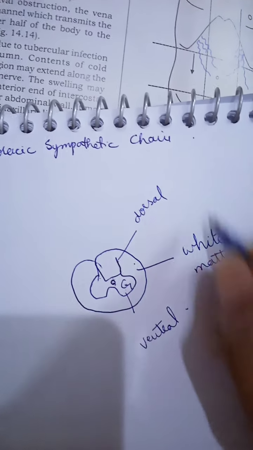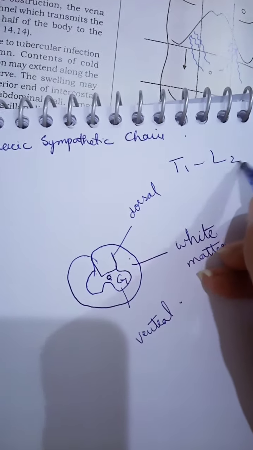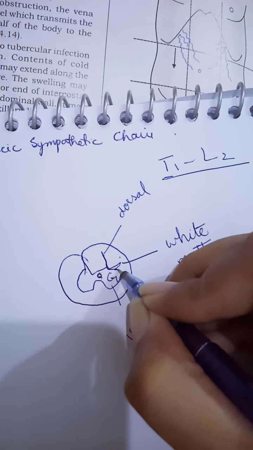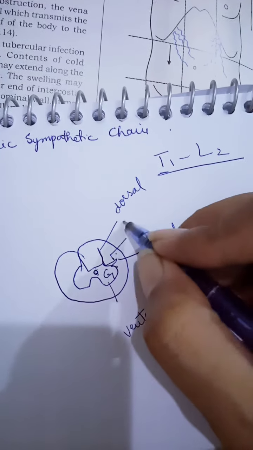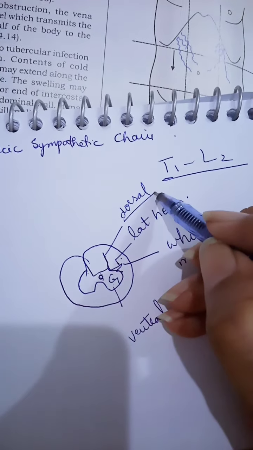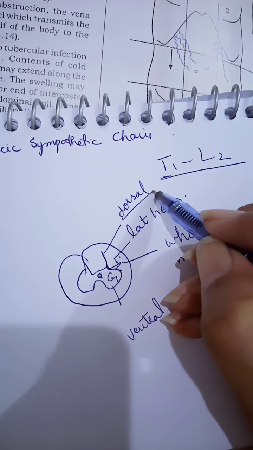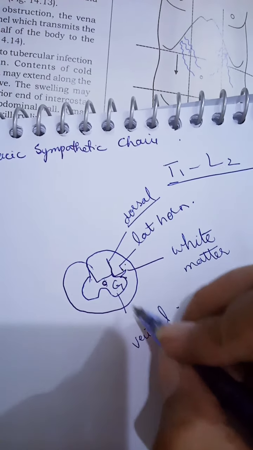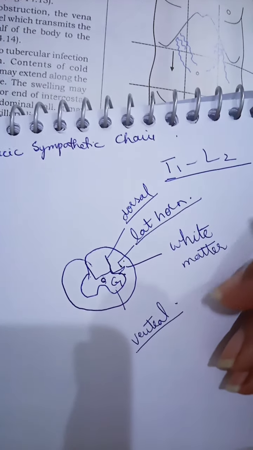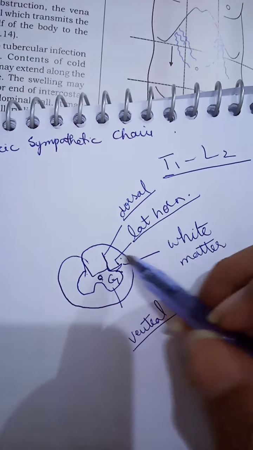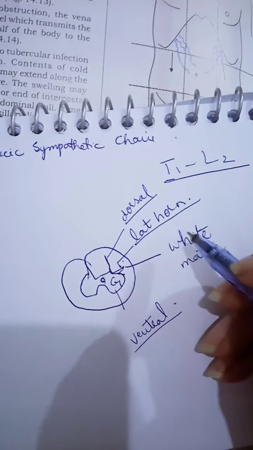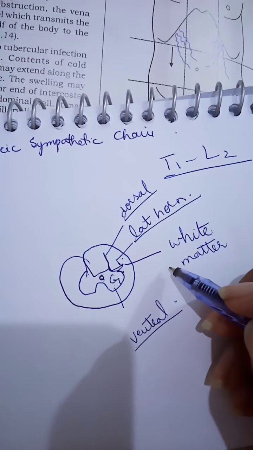If you are talking about T1 to L2 spinal segments, here we can also get a little extension which is called the lateral horn. You should know up till now that the dorsal horn is also called the sensory horn. The ventral horn is also called the motor horn, and the lateral horn is also called the sympathetic horn, because the cell body is present over here. They are majorly concerned with these specific processes.